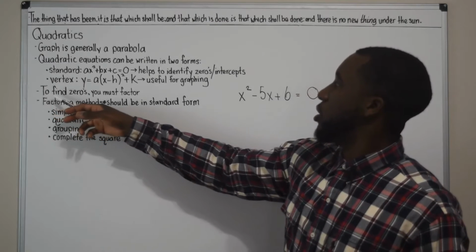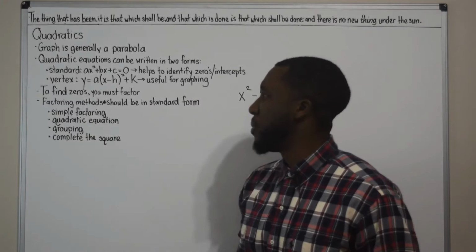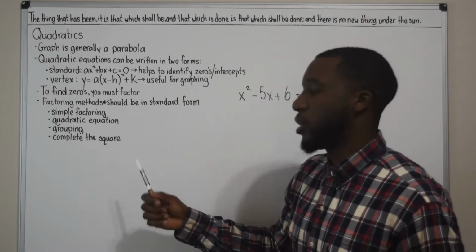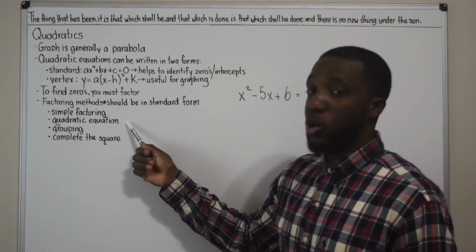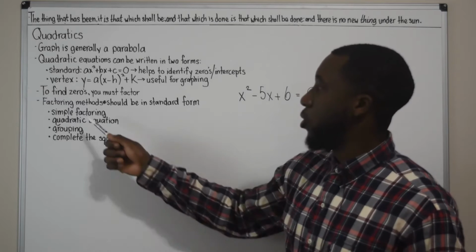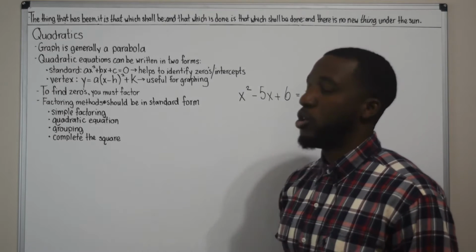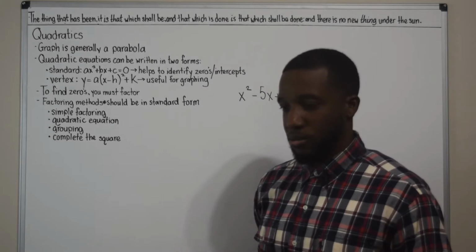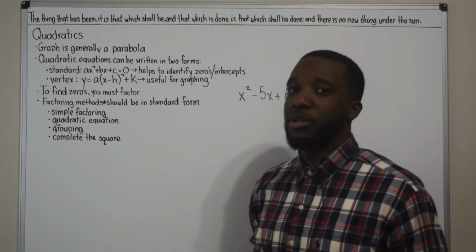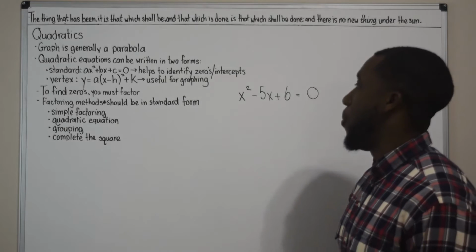So to find the zeros, we must factor. There are a couple of methods you can use for factoring. You can use simple factoring, and I'll show you what that is. You can use the quadratic formula, grouping, and completing the square. Now, when you factor, it should be in standard form. You may be a magician who can see the zeros in the vertex form, but I'm not there yet. So I'm just gonna show you how I do it.